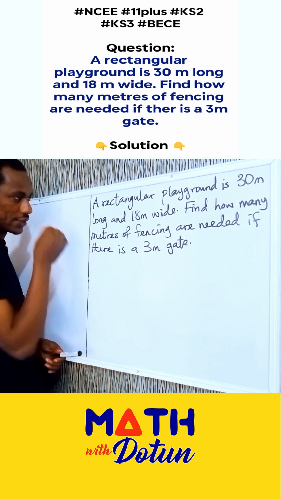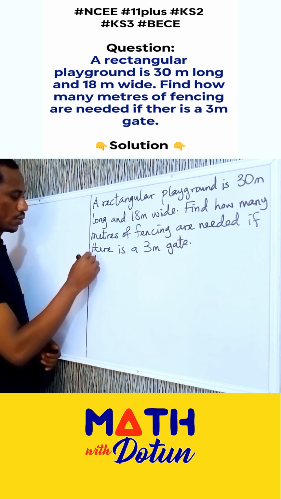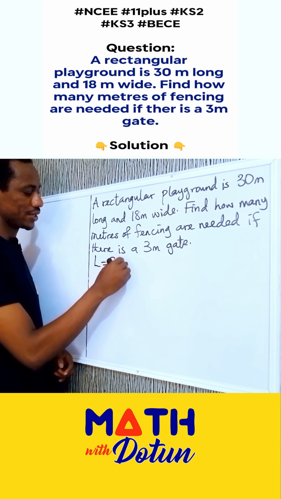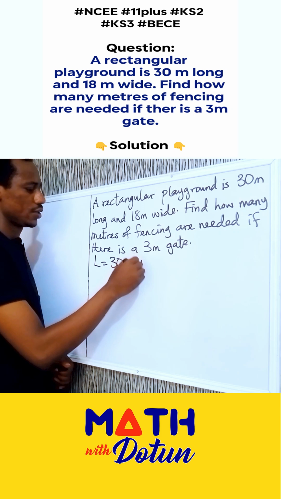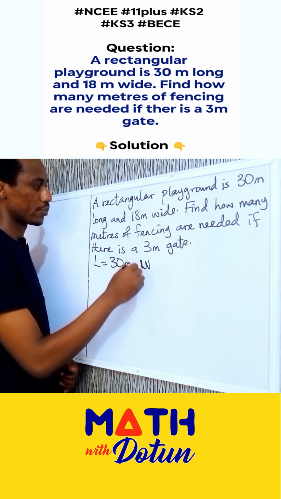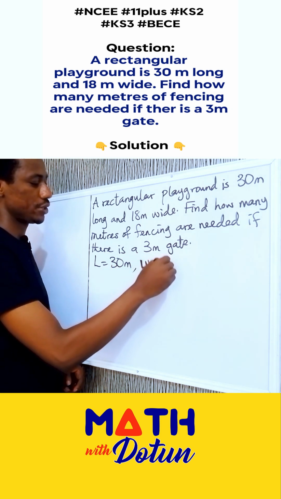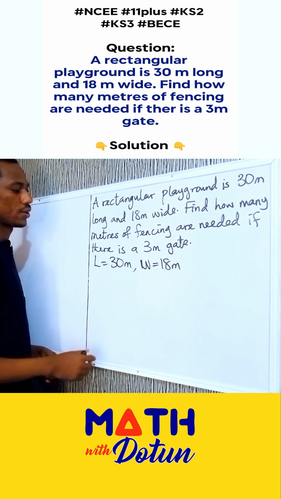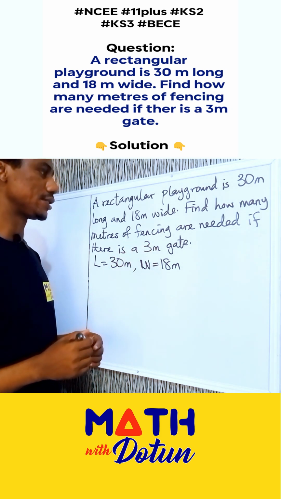Alright, first, what are the things we have in the question? We have the length as 30 meters. What else? We have the width, which is also the breadth, as 18 meters. Alright, we'll come back to the gate later.